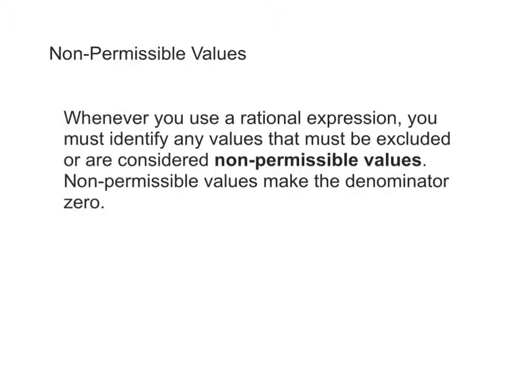So if you have a fraction like 1 over 2, that's fine, but if you had something like 1 over 0, that's not a rational number. You can't have a 0 in the denominator of a fraction. So that's what we're going to be looking at first here, is numbers that would make a denominator equal to 0.